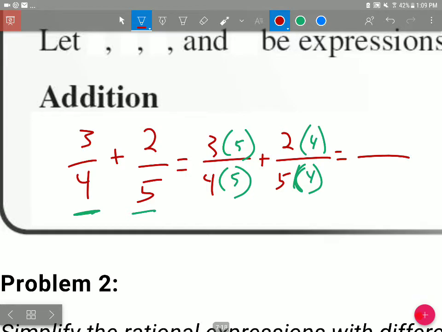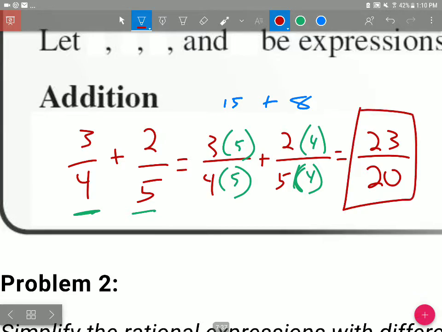So 3 times 5 is what? 15. What's 2 times 4? 8. Add them up, you get? 23. What number goes on bottom? 20, because 5 times 4 is 20, and you don't have to add them up. You leave it the same. Cool? Again, that's third grade fractions.